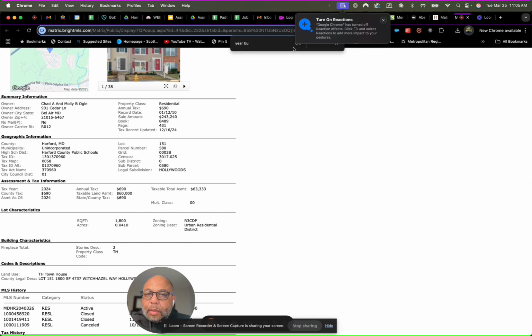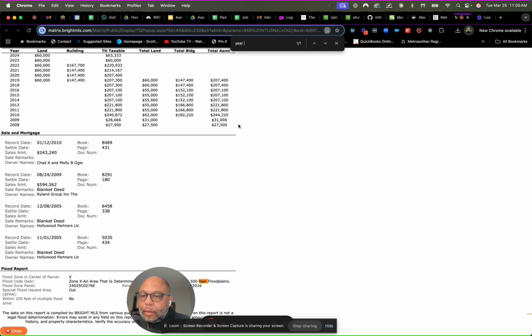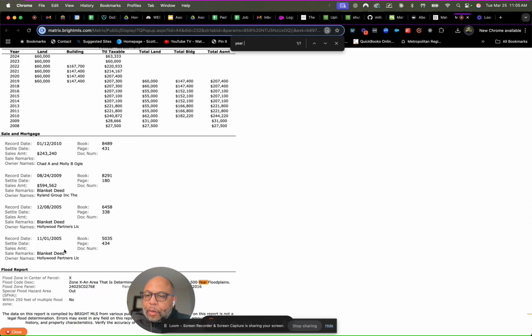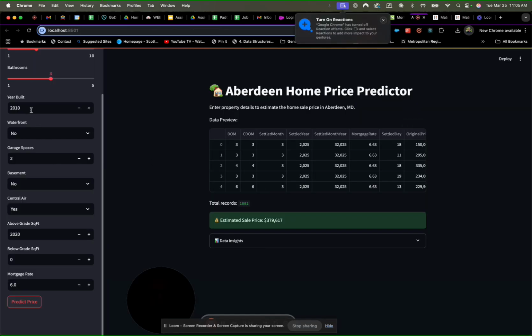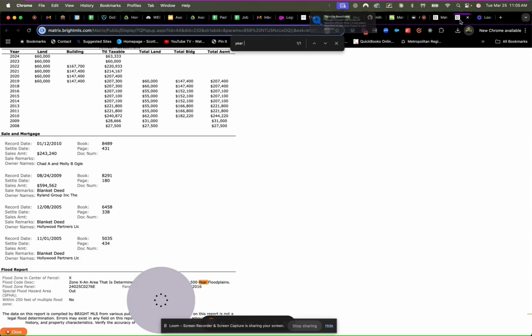Does anybody see year built on here? Get rid of that stupid thing. They don't have a year built. All right, so we have the record date when the developer purchased it and they transferred it to Ryland, who's the builder, finally to these people in 2010. So 2010 is the year built. And that's what I put. So 2010 year built, 379,617.